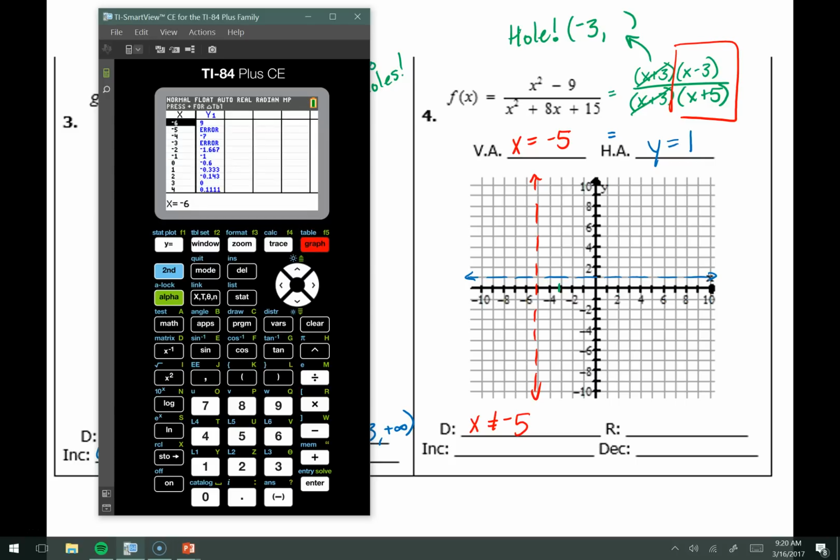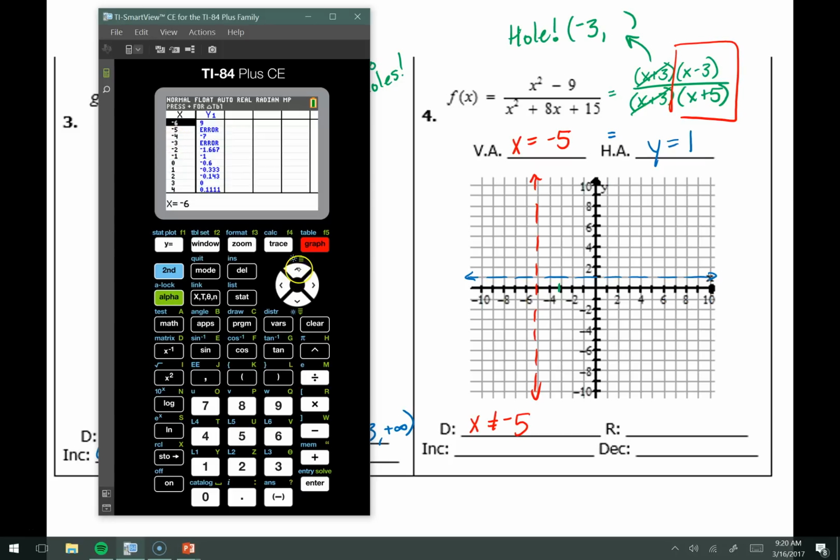So looking at this one, do you see that there are two error messages here? There's one at negative 5, which is where my asymptote is, and there's also one at negative 3. That's where my hole is. So let's get some other points on the graph, and then we'll talk about what to do about that hole.